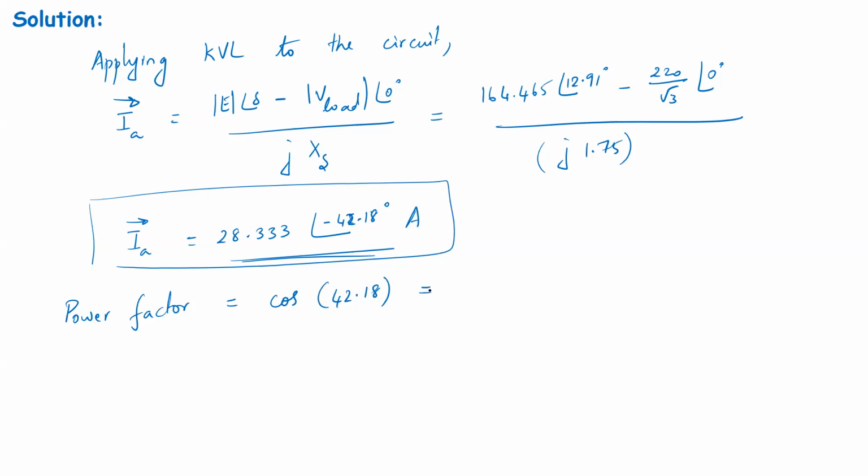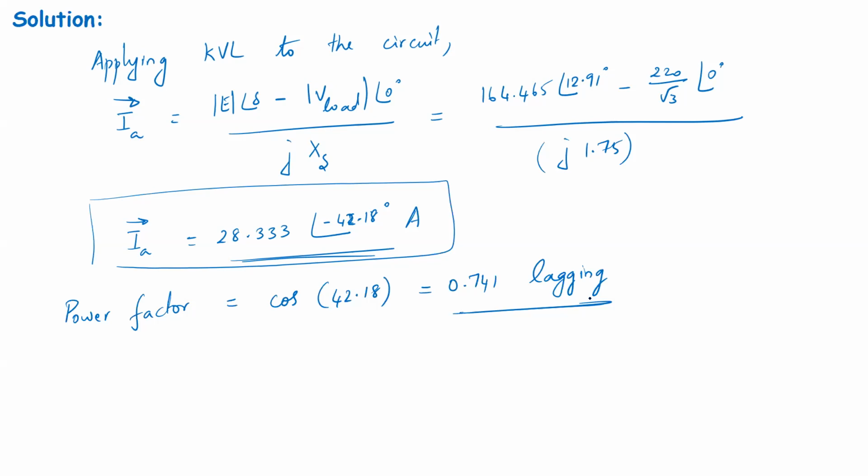So let me quickly do that. Which is 0.7417 and this will be lagging the voltage. So it's very important that when you solve for power factor, you indicate whether it's lagging type or leading type, without which you will lose a few points. Okay. This completes the requirements of the problem.